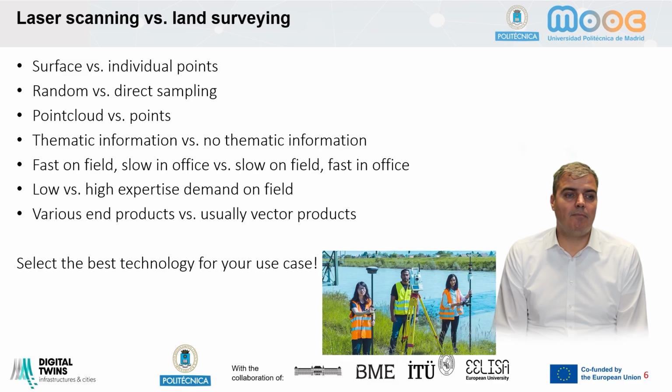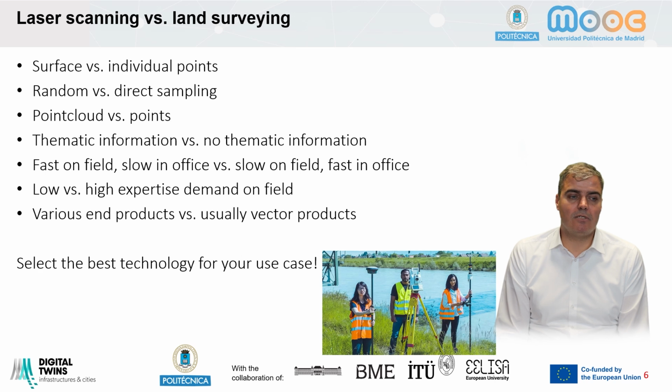You can have various end products in case of laser scanning, like point cloud, 2D vector geometry, 3D vector geometry, solids, surfaces, surface mesh, and so on. While in land surveying, usually we are deriving vector products. But at the end, again, we need to select the best technology for our use case.